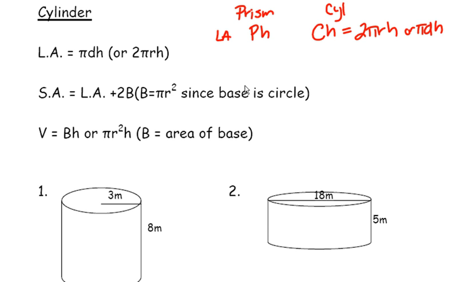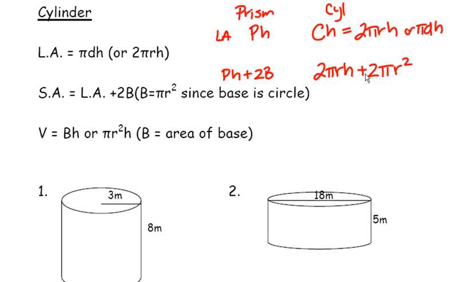Okay, same thing for surface area. In our prism, we took our perimeter times our height and we added the area of the two bases. Same thing here for a cylinder. So we will take our perimeter, let's use 2 pi rh, times our height, and we will add 2 times the area of the bases. Well, the bases are circles in a cylinder, so it's 2 pi r squared.